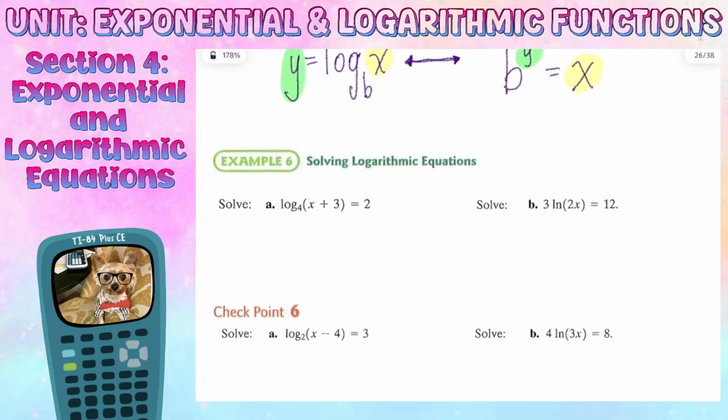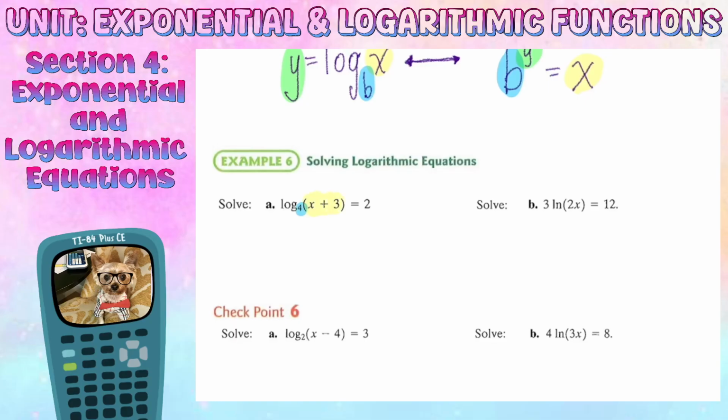Example 6, solve. Now this one's pretty straightforward. It's already set up for us pretty nicely. Solve log base 4 of the quantity x plus 3 equals 2. So this is already set up pretty nicely for us. Now, just to color code a little bit, the base right there. Okay, so I have the base already straightforward.